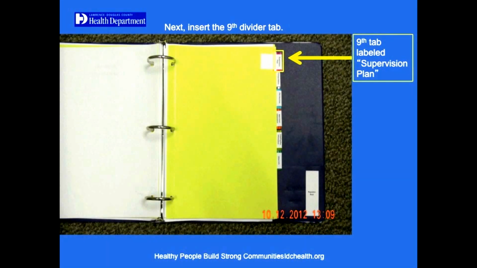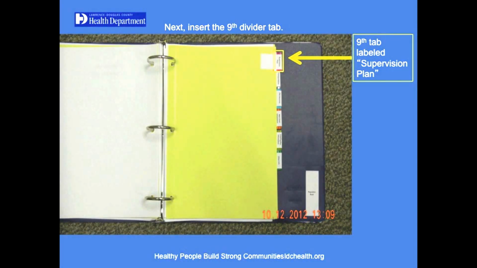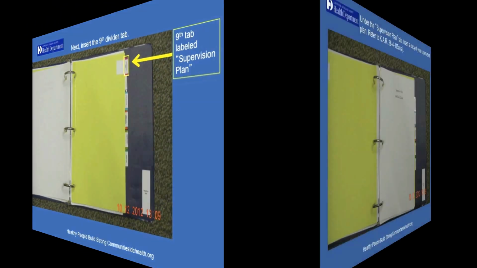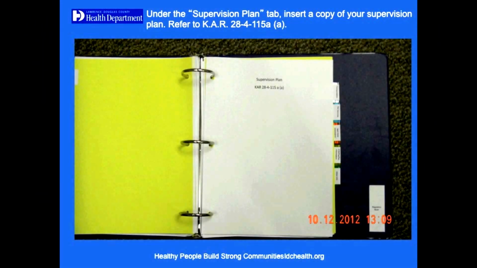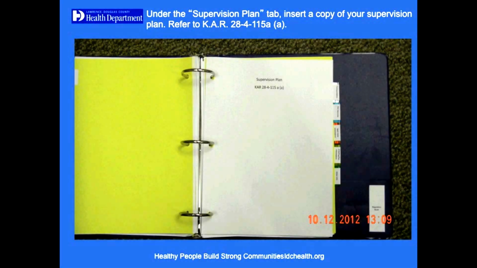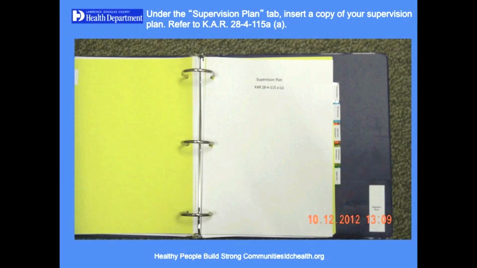Next, insert the ninth divider tab. The ninth tab is labeled Supervision Plan. Under the Supervision Plan tab, insert a copy of your supervision plan. Refer to Regulation KAR 28-4-115A.